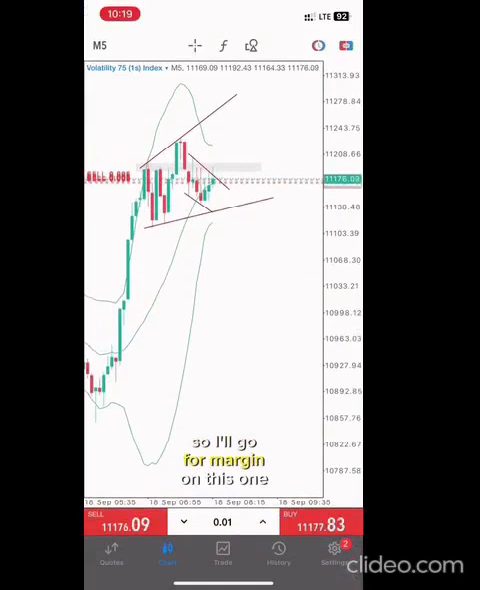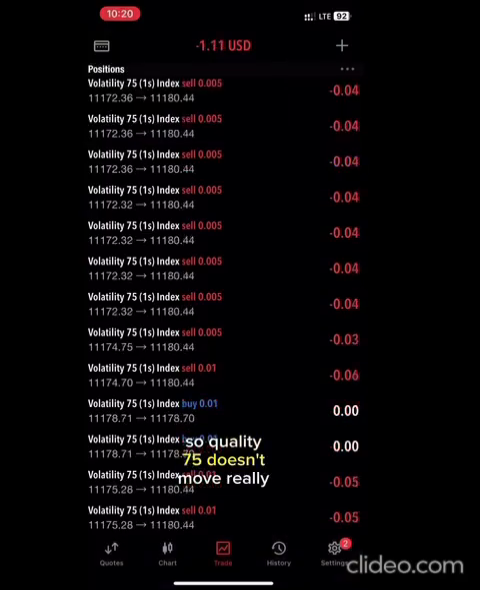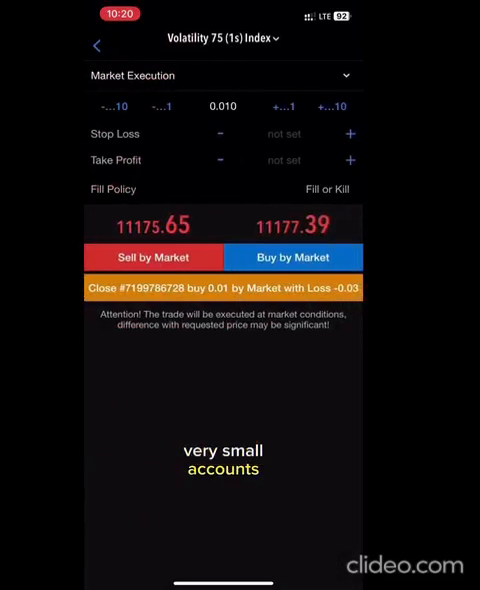So I'll go full margin on this one. Make sure you go full margin when you have your facts straight. When you first have your facts straight, otherwise you blow your account. So Volatility 75 doesn't move really fast. So it's very good for raising very small accounts.